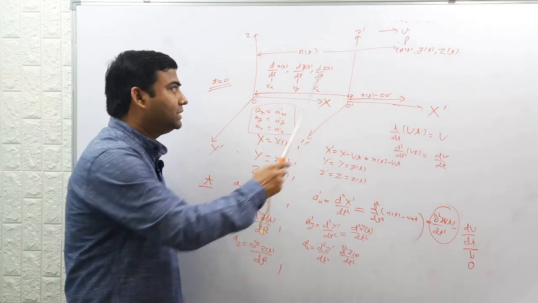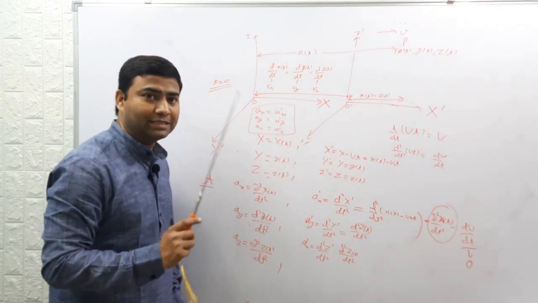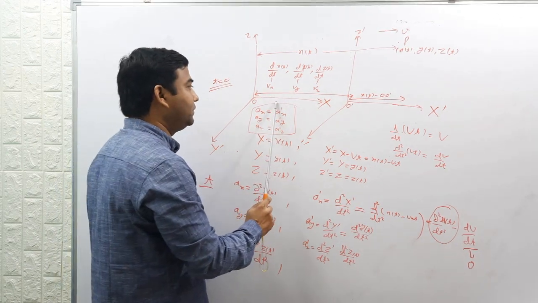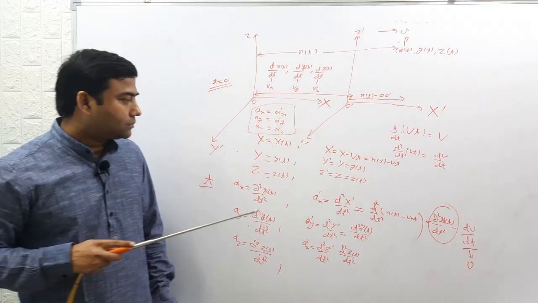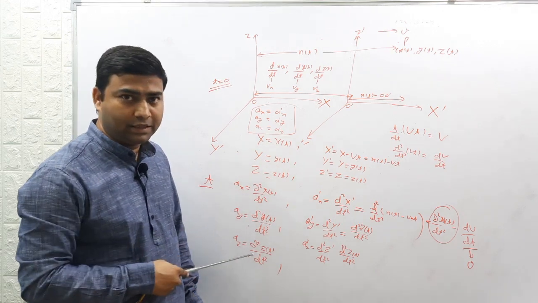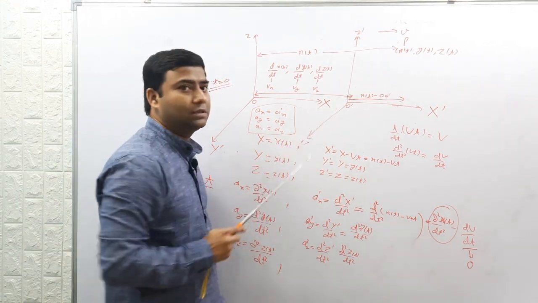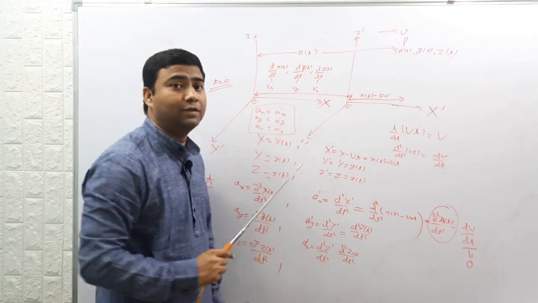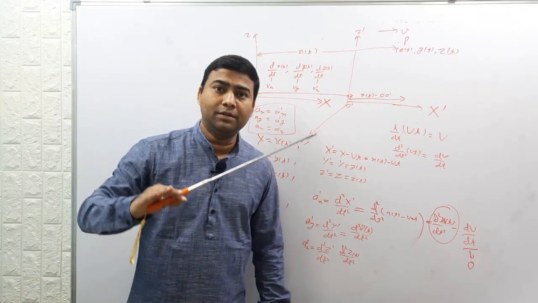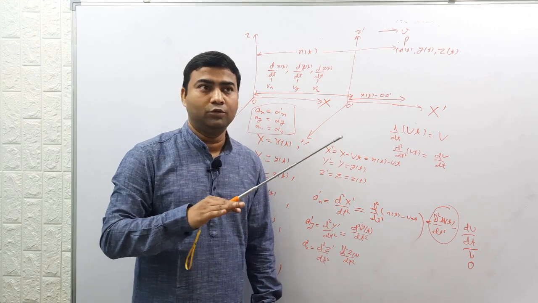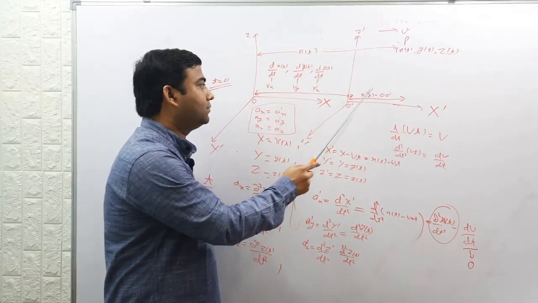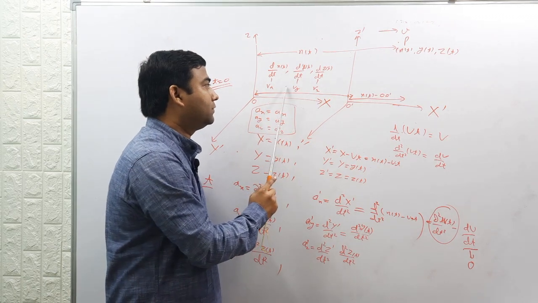So if there is no force on this particle, then acceleration will be 0, and this zero acceleration will be from this frame and from this frame also. Both frame accelerations are the same. So without force, acceleration will be zero from both frames. That is, the particle will keep on moving if no force is applied, and this motion will be the same from both frames of reference.